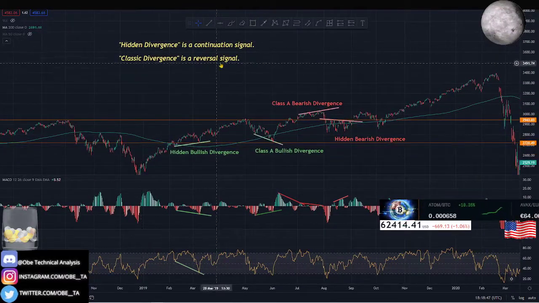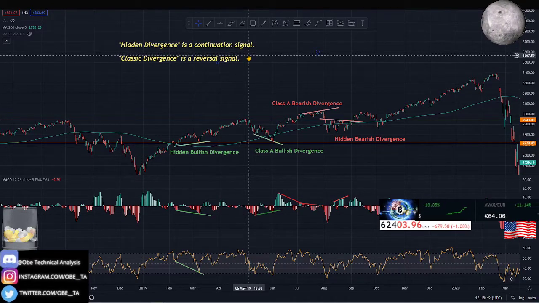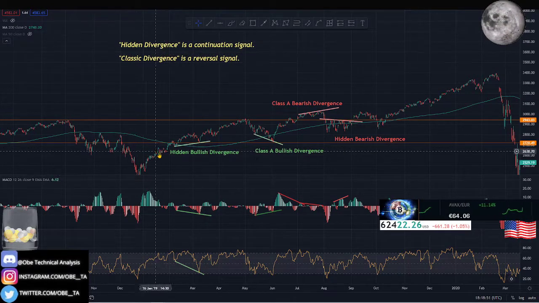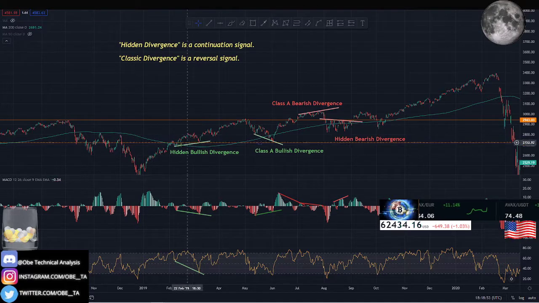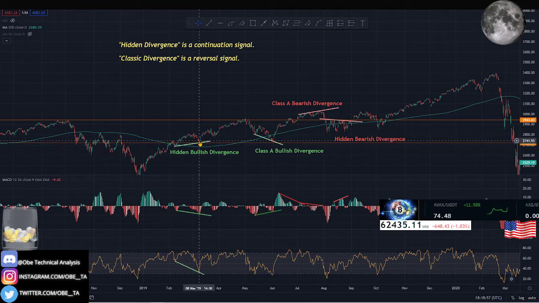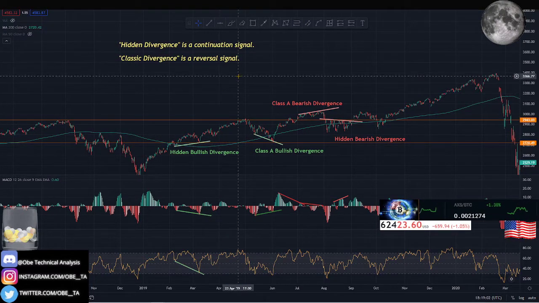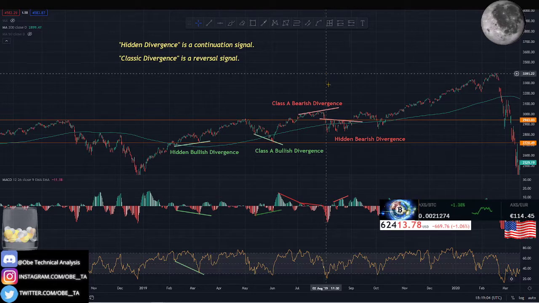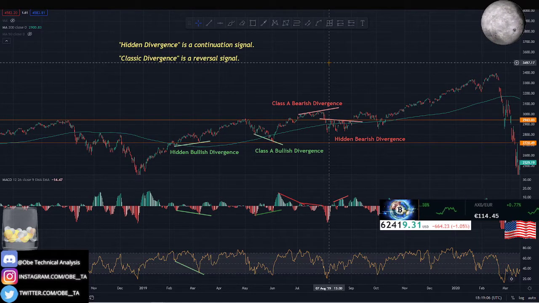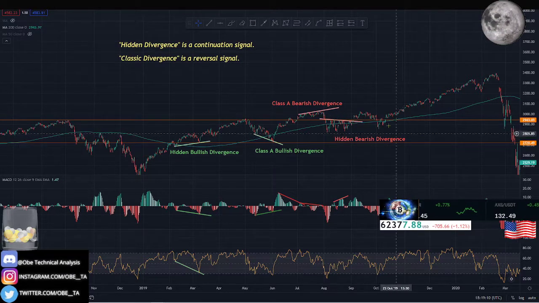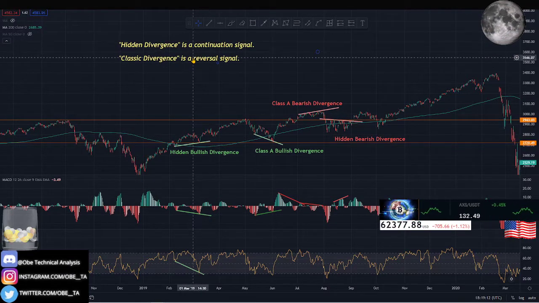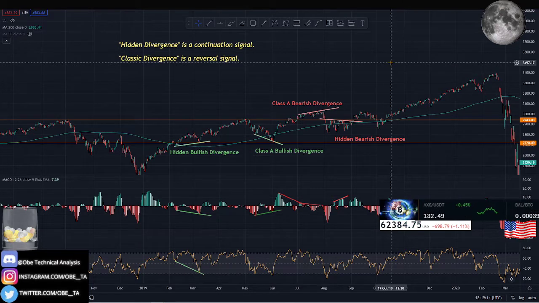Hidden divergence is going to be the continuation divergence. The continuation signal, meaning that if you're making a series of higher lows, hidden bullish divergence should present itself to show that it will continue up, making higher lows and higher highs. And in the inverse, as there always is with bullish divergence, there's bearish divergence, which would be a continuation to the downside. Classic divergence is going to be the reversal divergence.